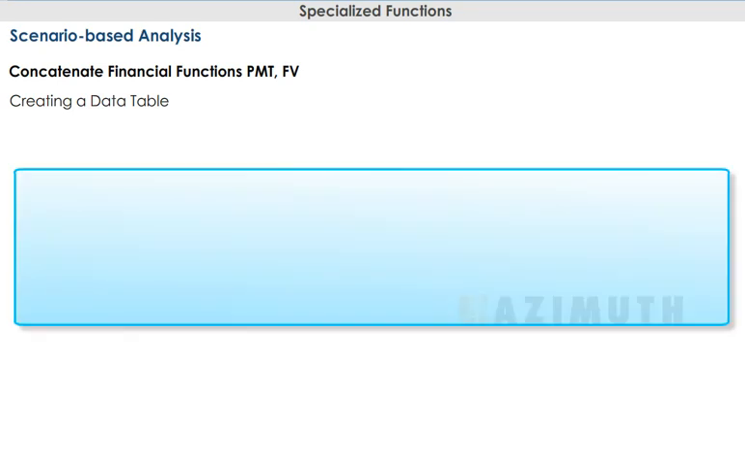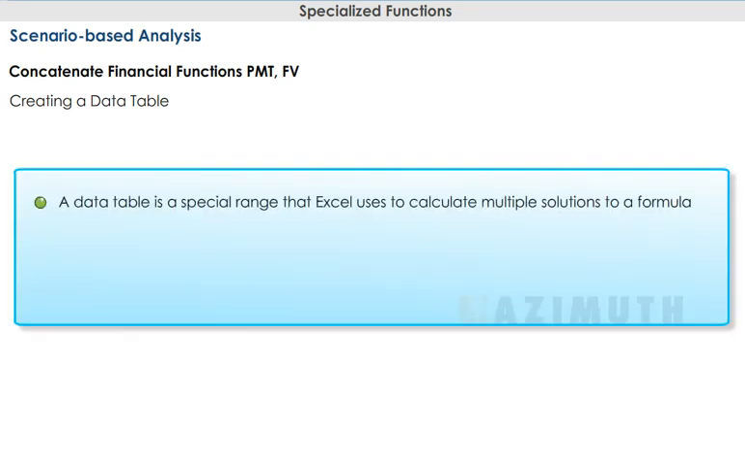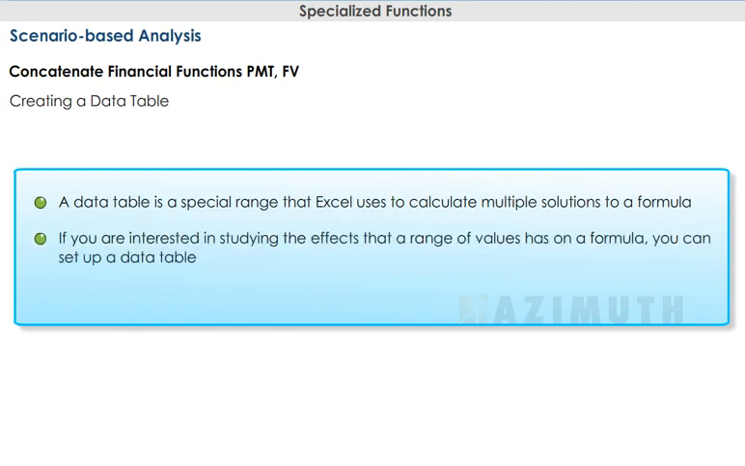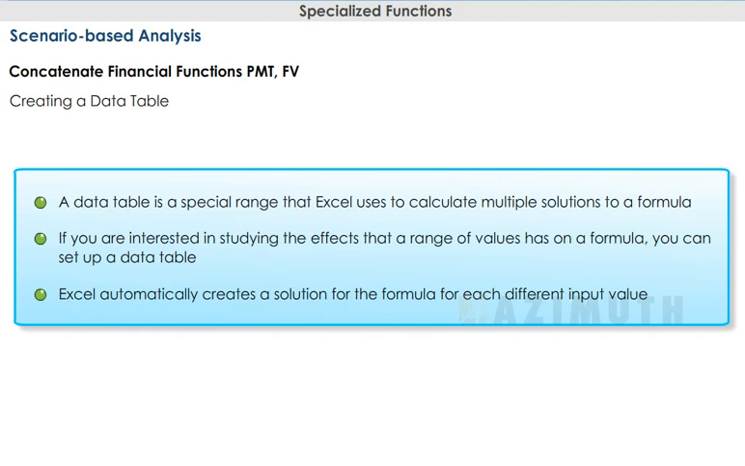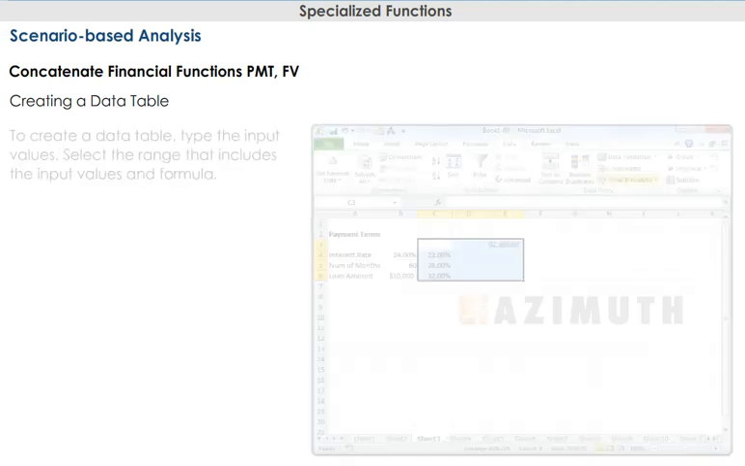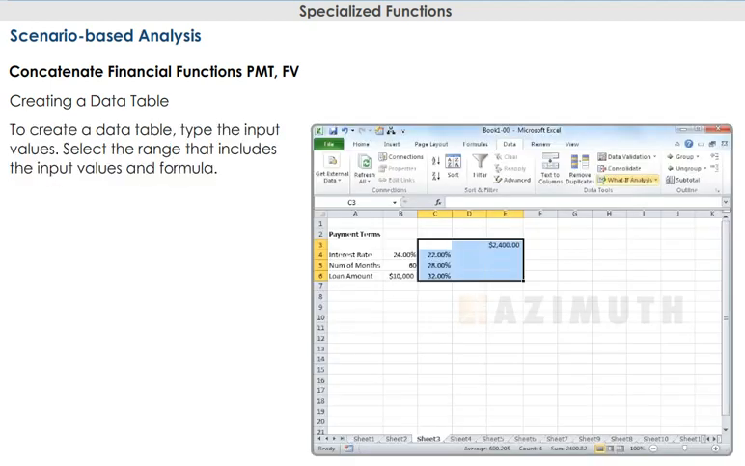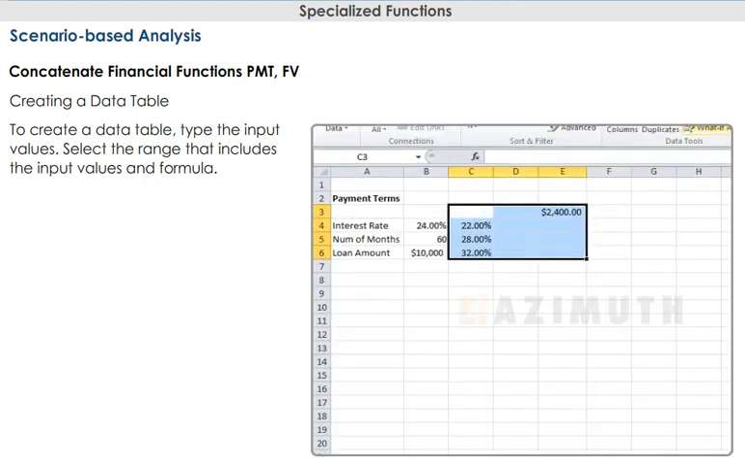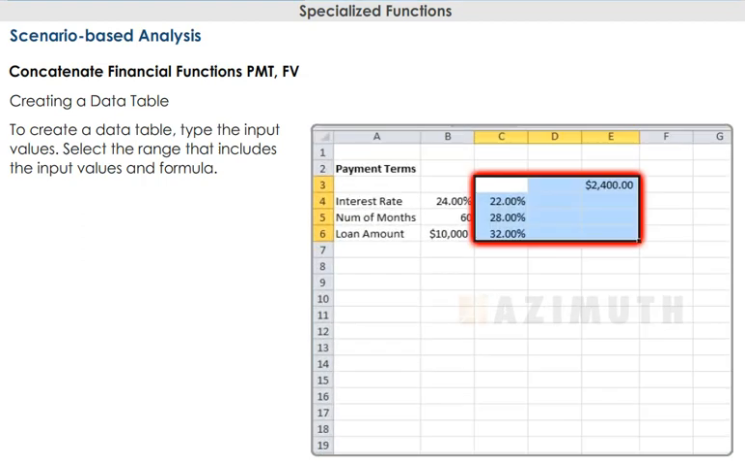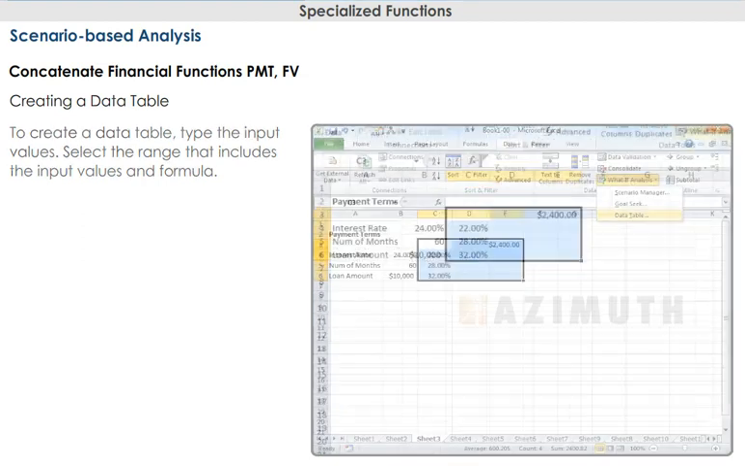Creating a data table. A data table is a special range that Excel uses to calculate multiple solutions to a formula. If you are interested in studying the effects that a range of values has on a formula, you can set up a data table. Excel automatically creates a solution for the formula for each different input value. To create a data table, type the input values. Select the range that includes the input values and formula.